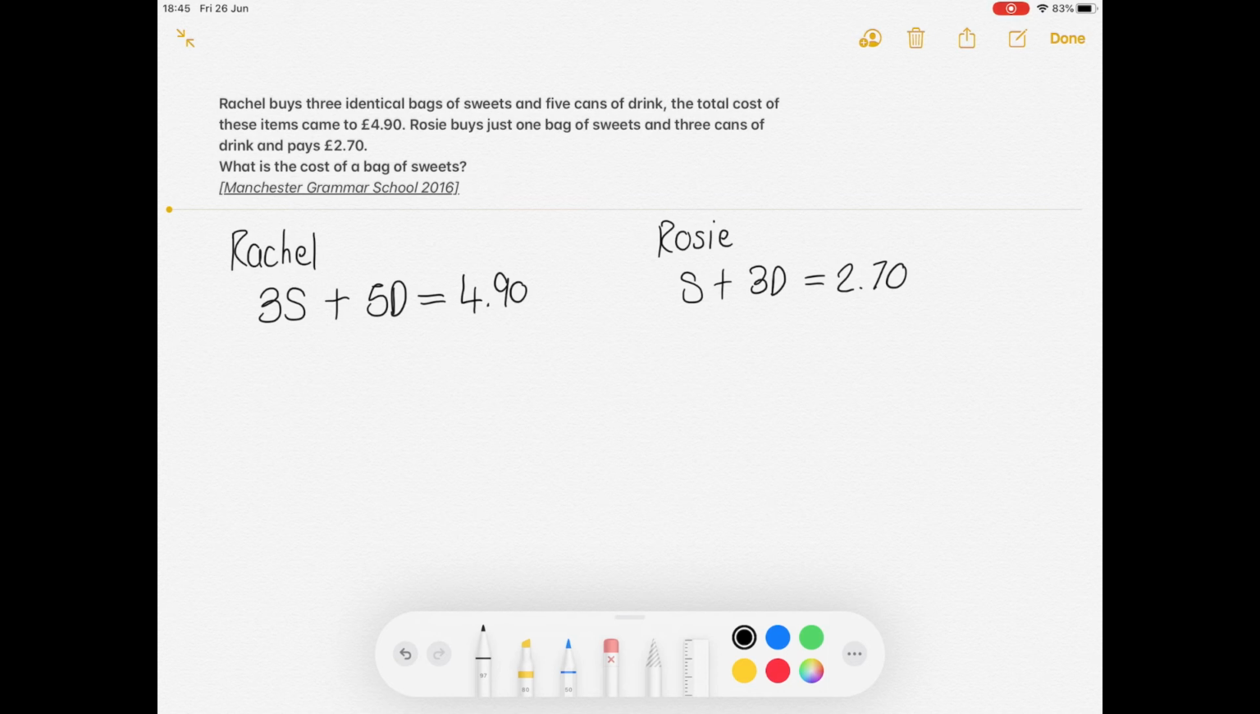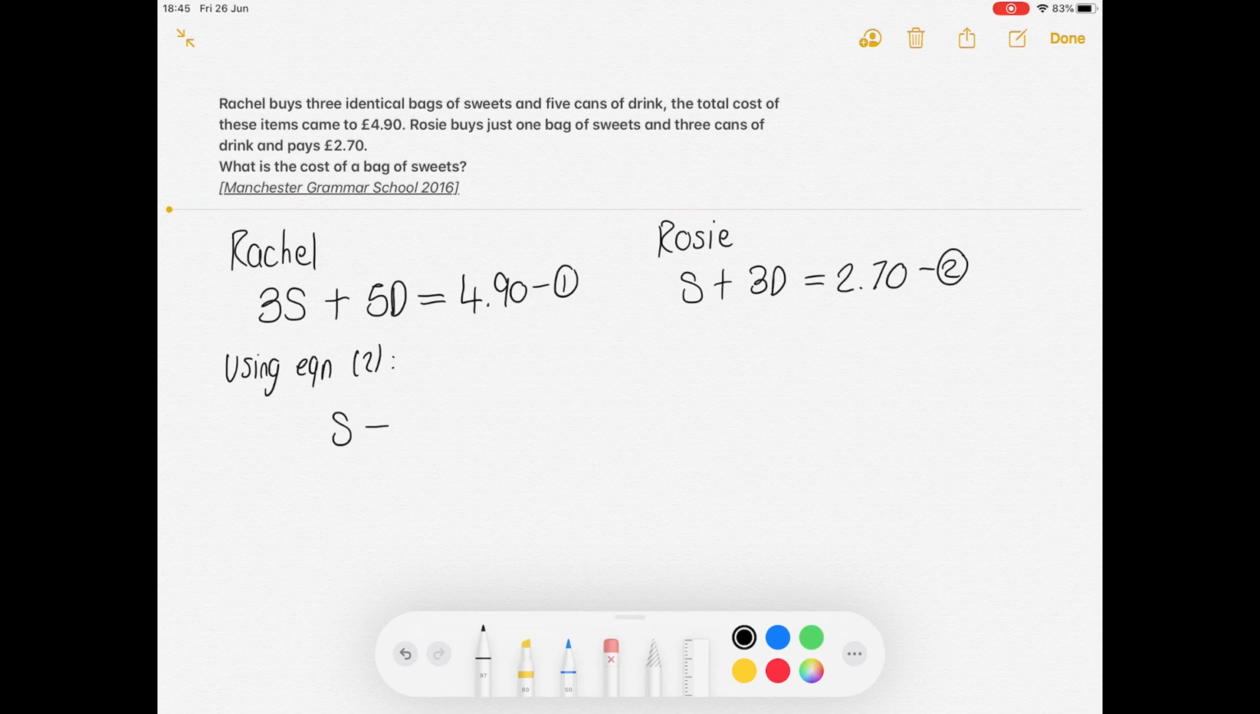So the first step to solve simultaneous equations is always to label our equations. This helps us keep our work nice and neat. So 1 and 2. Okay, now we pick the simpler equation. I think 2 is simpler. And then we choose a variable to isolate. So out of the variables S and D, I believe S is easier to isolate. So I'm going to use equation 2, and I'm going to isolate S.